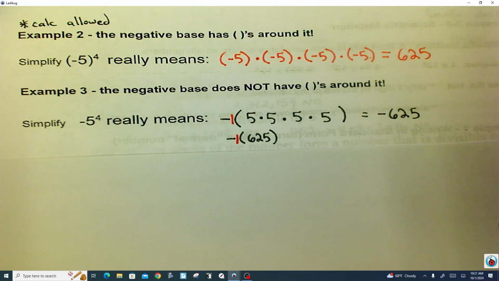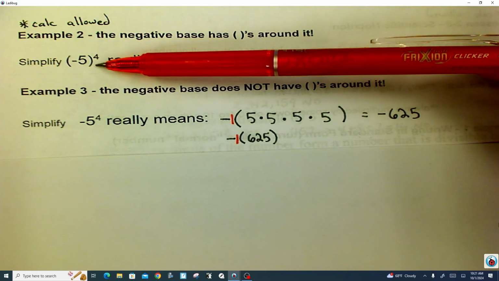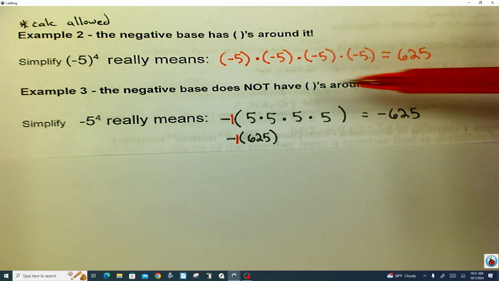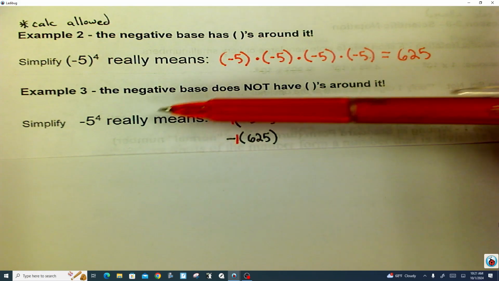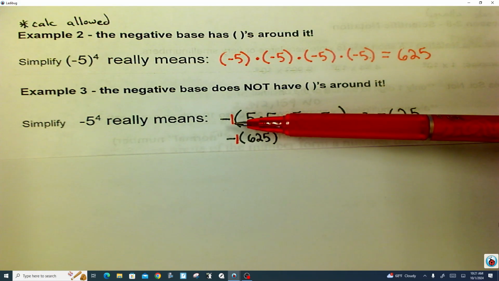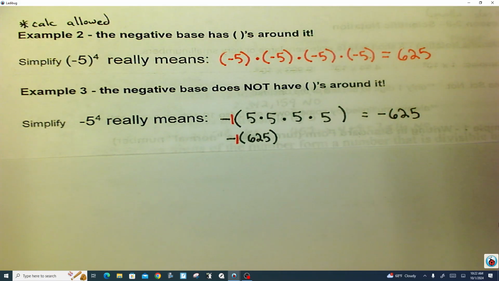And it's just an important thing to remember that you need to know, are the parentheses around the base? If it is, then that negative sign stays with that base every single time. If there's no parentheses around the base, just kind of kick that negative sign to the outside. Think of it as like a negative 1 times the positive base multiplying itself over and over, and then you'll get to the correct answer.